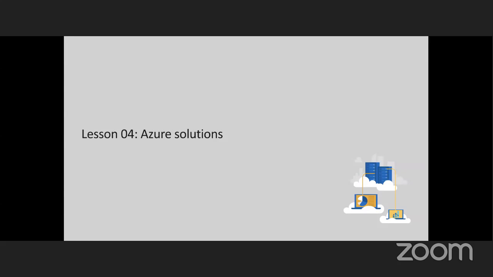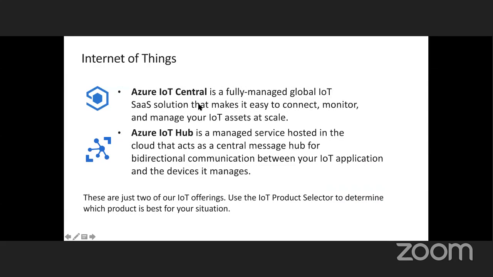So let's look at some more Azure solutions. We have something that is very popular, Internet of Things, right? These are just two of the Azure IoT offerings. You use the IoT product selector to determine what product is best for your situation. I'm going to put the link to the product selector in the chat. That's going to help you guys and whoever is trying to use Azure to determine which product is the best solution for them. Okay, I posted it in the chat.